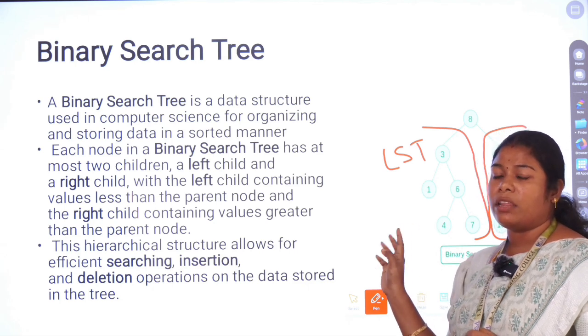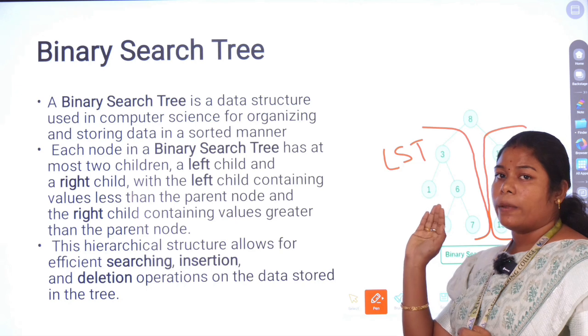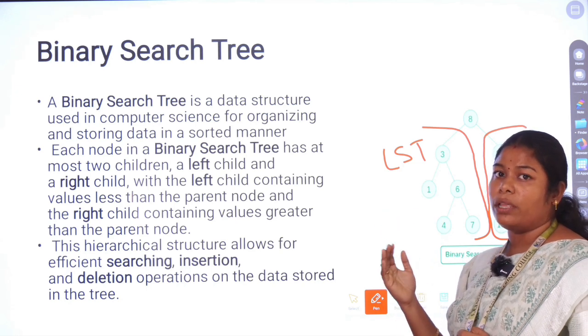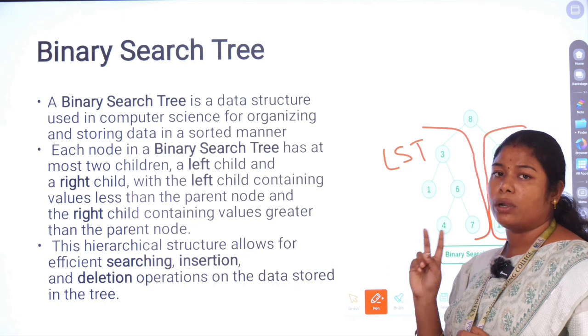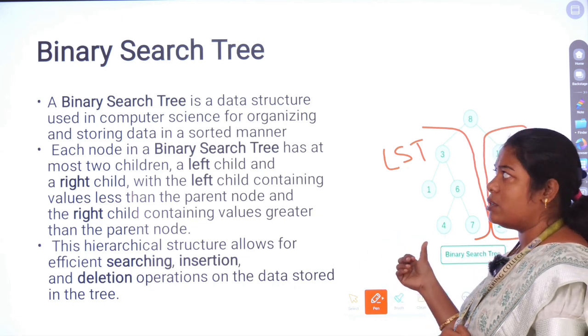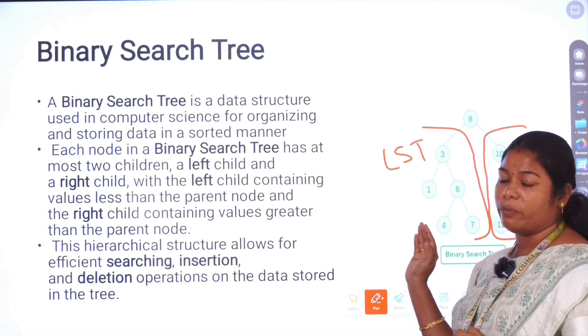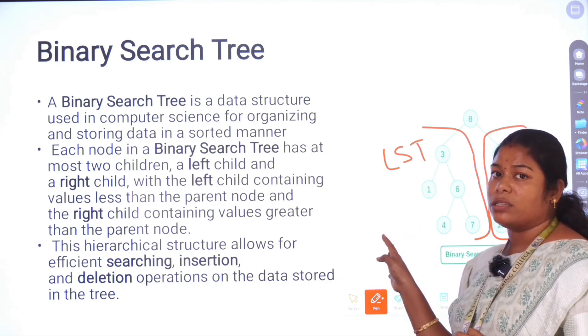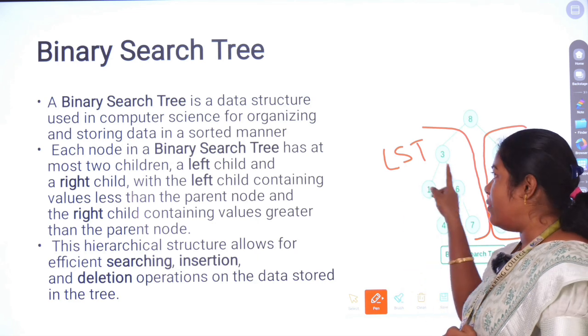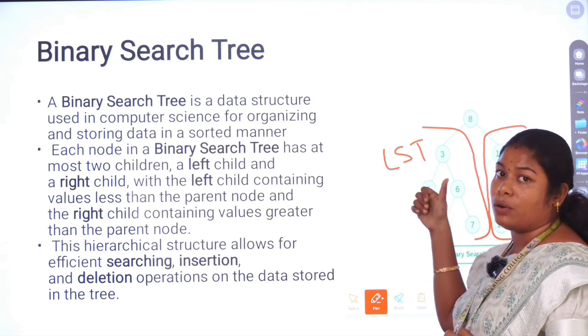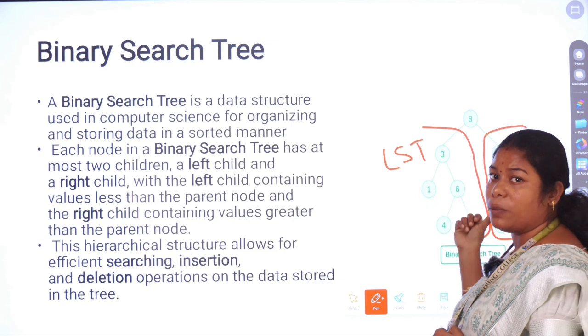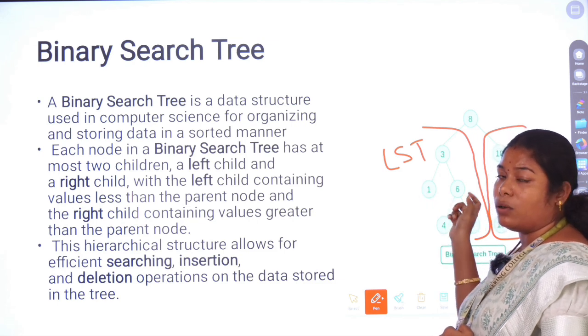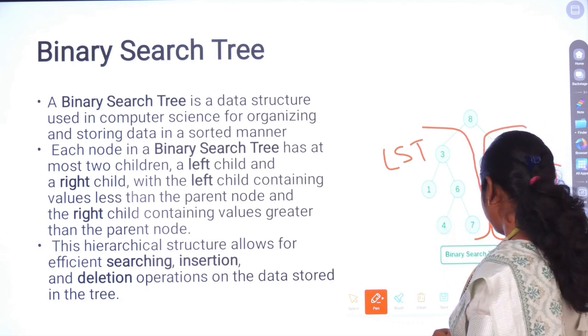But in a binary tree we only concentrate on the parent node and the corresponding child nodes, and it has to be only 2. Whereas in a binary search tree the same condition as a binary tree applies, but one more condition applied here is that the left subtree should be lesser than the root node or parent node and the right subtree should be greater than the root node or parent node.